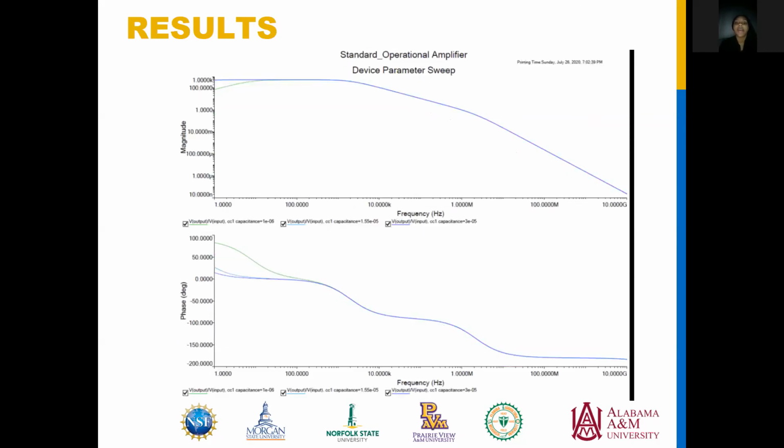Here's the device parameter sweep for a standard operational amplifier. We simulated 3 capacitances. Y is magnitude and X is frequency for the top graph. And for the second graph, Y is the phase and X is the frequency.